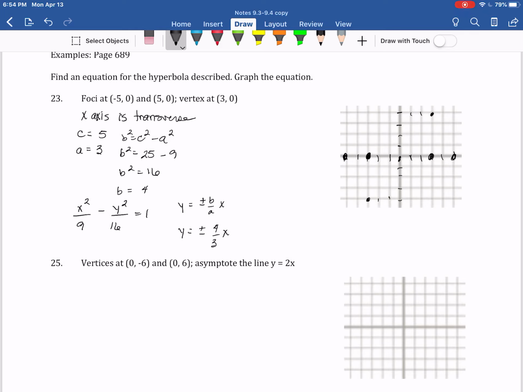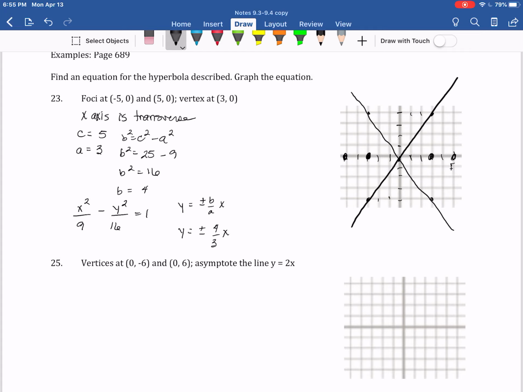I'm going to try to get as accurate a picture as I can. You know how I can struggle with this sometimes. That's one asymptote. The other one would be back here and here. And I'm going to connect those. That's my other asymptote. And now remember that your transverse axis is the x-axis.